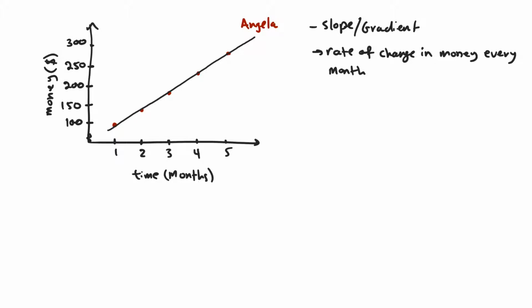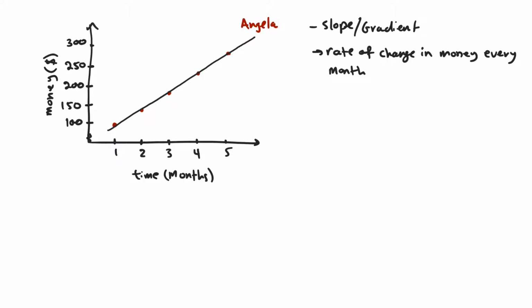So again, the first way to figure out slope is just looking at the line and going by 1 unit in our independent variable and seeing what's the change in our dependent variable, in this case 50.